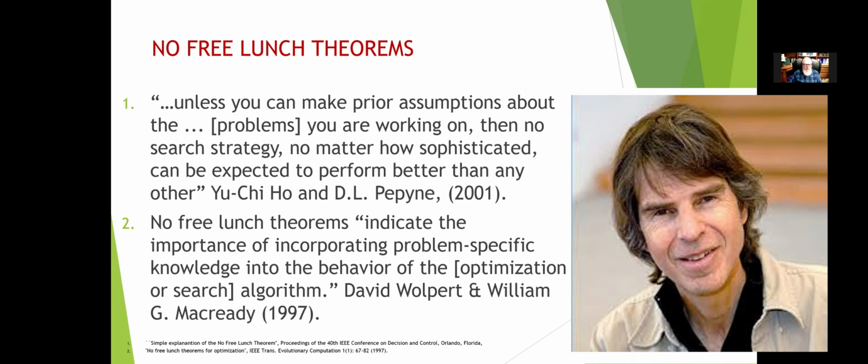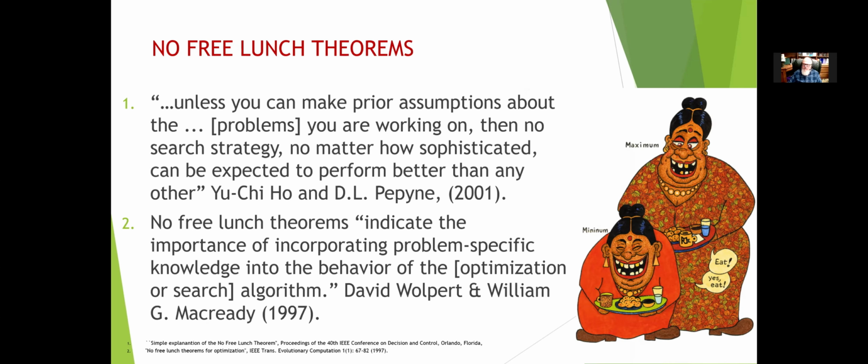And they wrote in their original papers, no free lunch theorems indicate the importance of incorporating problem-specific knowledge into the behavior of optimization or search. In other words, if you don't have expertise, and where does that expertise come in? That expertise comes in determining which things are the most fit and also the initialization. You can come in with an initialization with things that are closer to the solution than would be normal if you just chose the initialization randomly.